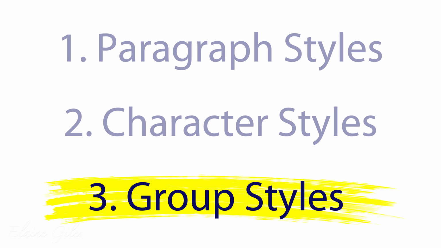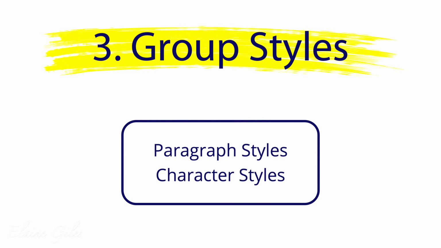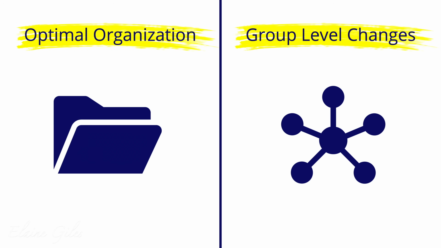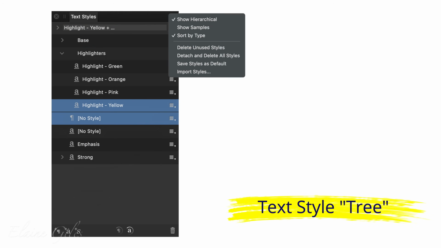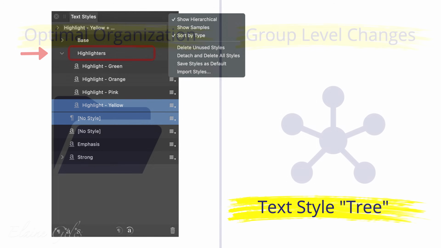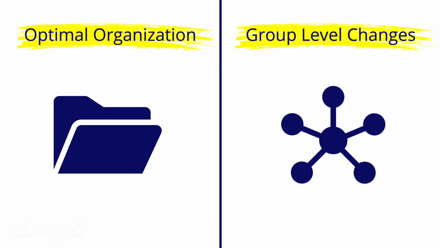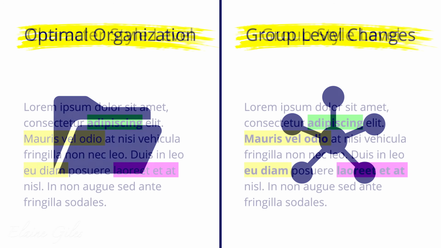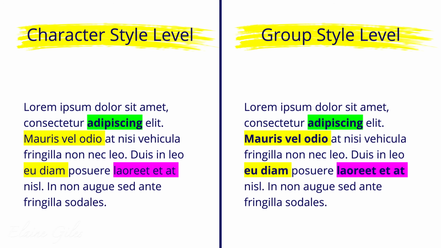Why should we group styles? There are two reasons to take the extra step and create a group style for the highlighter styles that you've created. One, group styles provide the optimal organisation for your styles. With the view settings I use, the highlighter styles will all be displayed in a container, the name of which will be the same as the group style. Secondly, you can make changes to all of the highlighter styles by changing elements within the group style. So let's have a look at that.